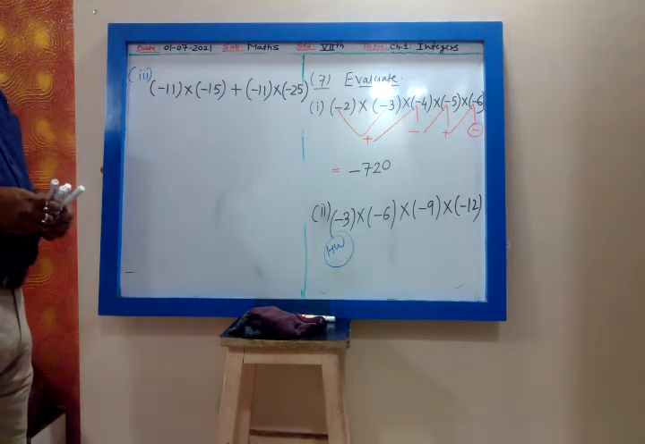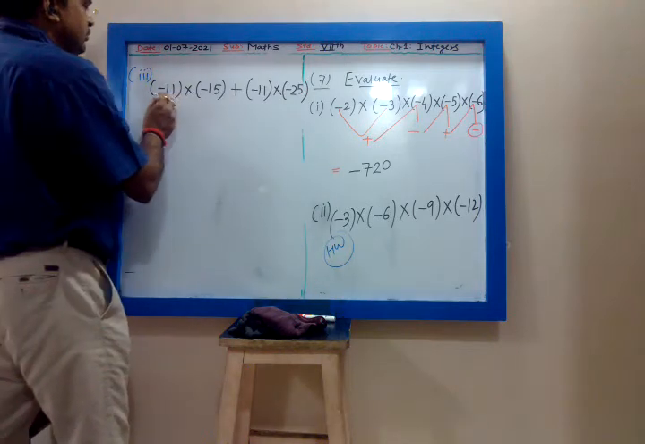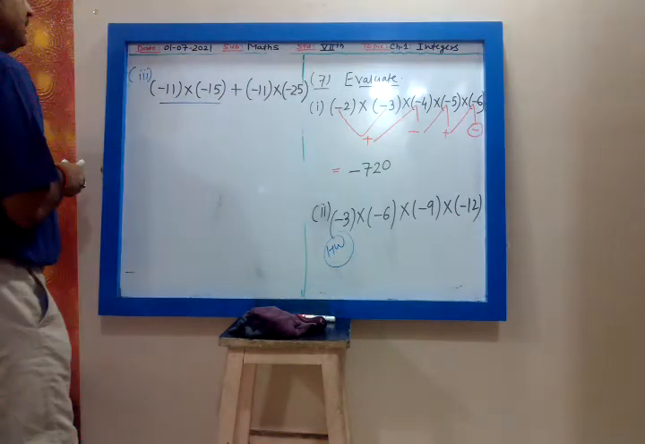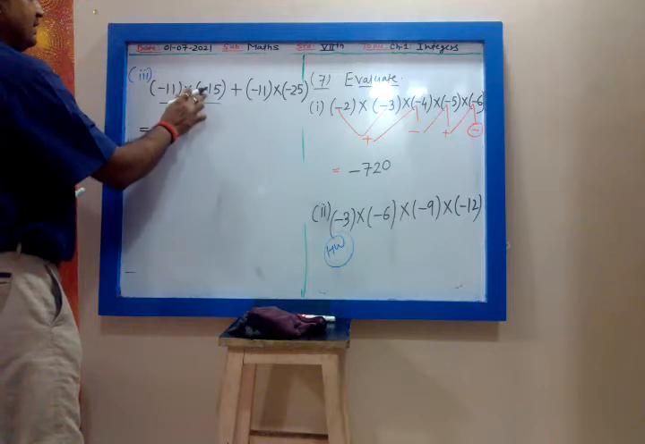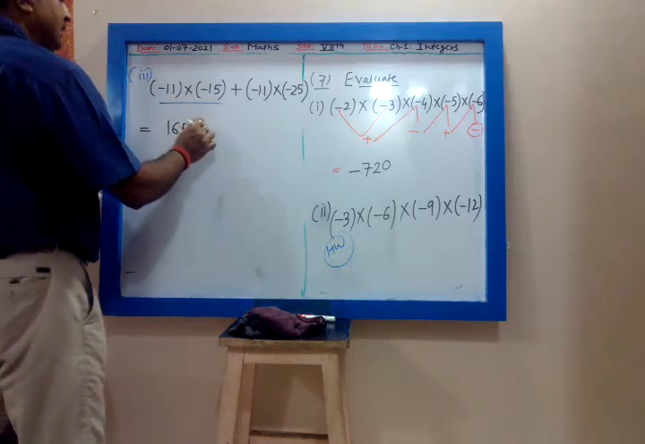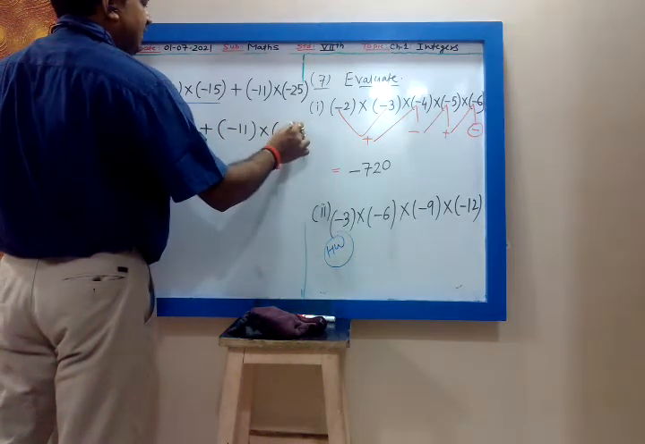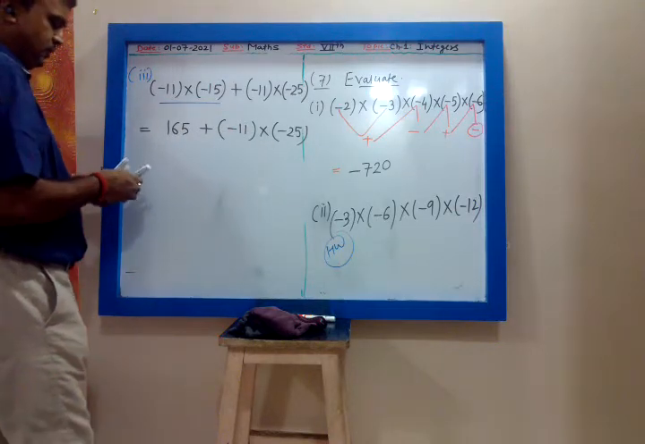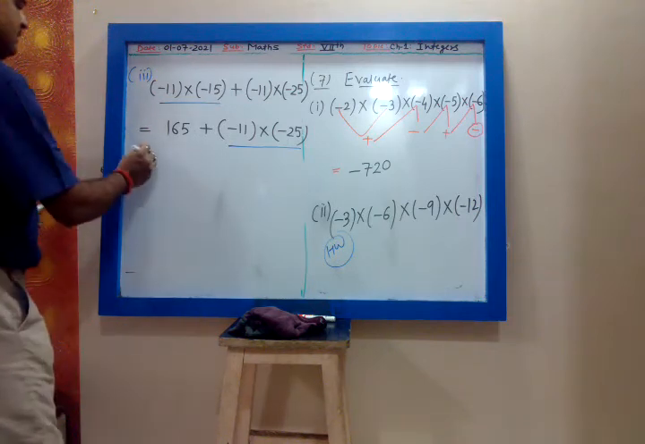Which will you perform first, multiplication or addition? Multiplication. So these two I will multiply. Minus into minus, plus, and 15 into 11 is 165. Then plus minus 11 into minus 25. Now again which signs can you see? Plus and multiplication. Which will you perform first? BODMAS: multiplication. So this is 165.